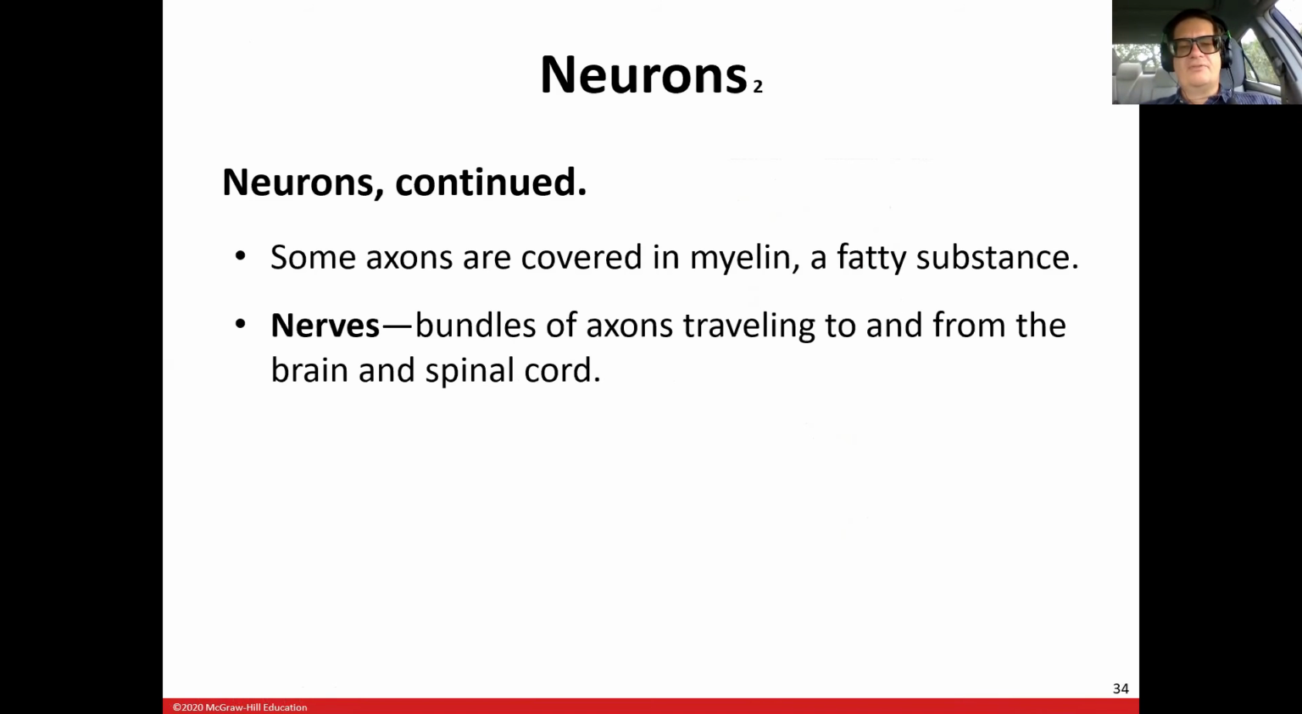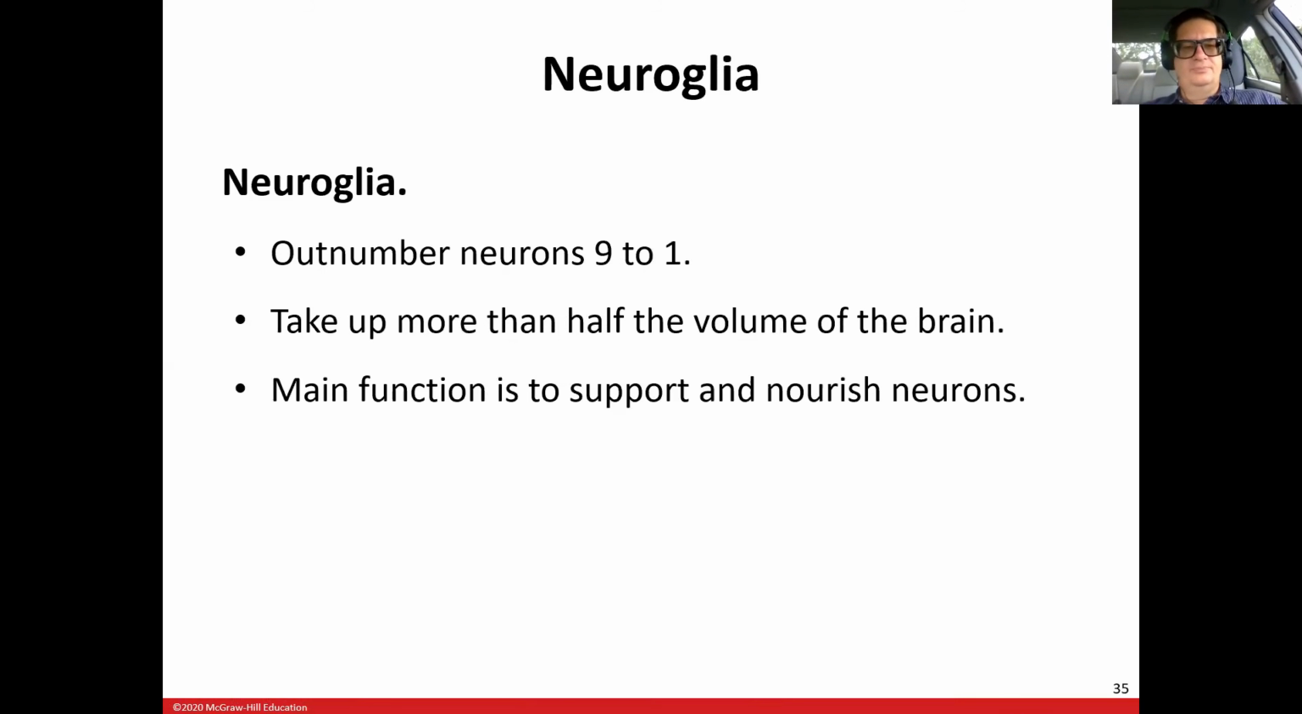Some axons are covered in myelin, like the one we were just looking at. It says a fatty substance. Yeah, it's fatty. It's a phospholipid. It's membrane. So, okay, nerves, like your nerve fibers, those are bundles of axons going to or from the brain and spinal cord. I'm talking about things like your sciatic nerve, the big nerve in your hip. All right, let's move on.